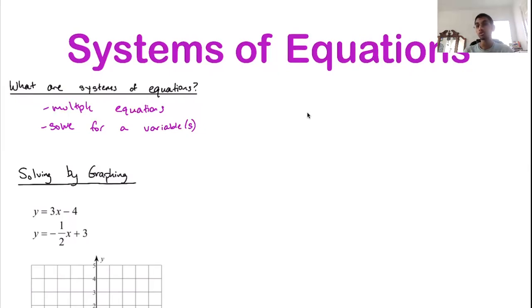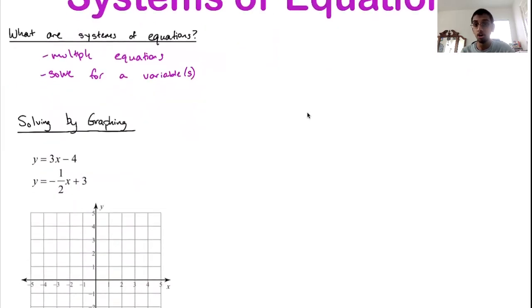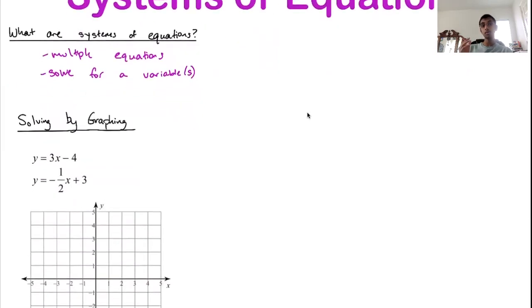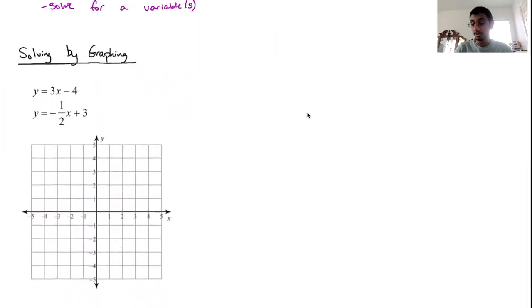So the best way to actually understand how systems of equations work is to look at how we could solve one by graphing. So here I'm given two equations. The first equation is y is equal to 3x minus 4, and my second equation is y is equal to negative 1/2 x plus 3. So now we have to figure out how I can graph this and find where both of these equations intersect, at some point where we know that they are equal to each other. So the way we do this is we solve by just graphing both of these equations.